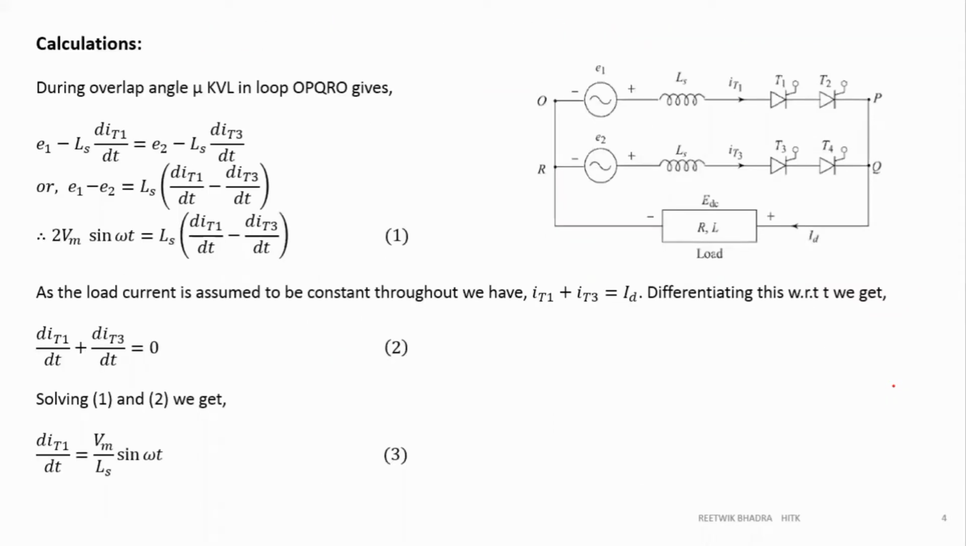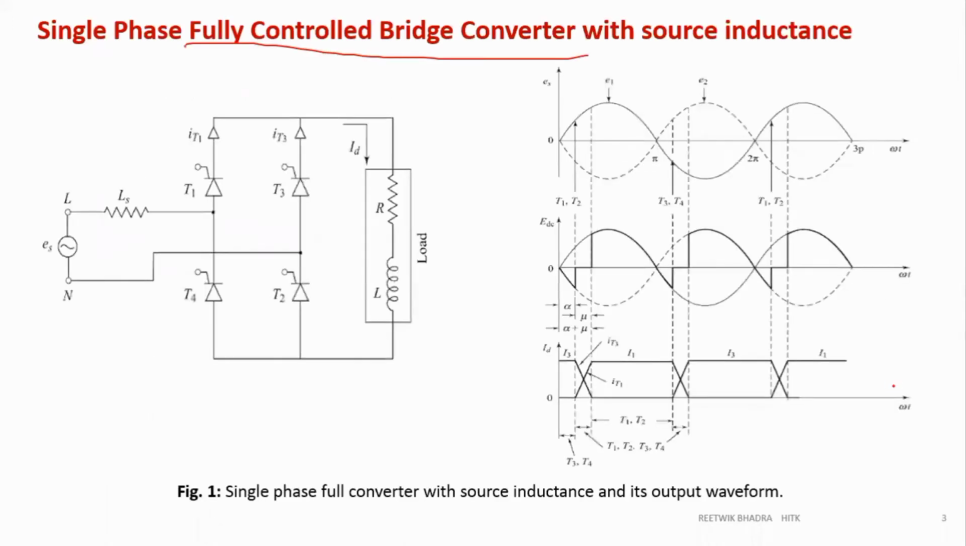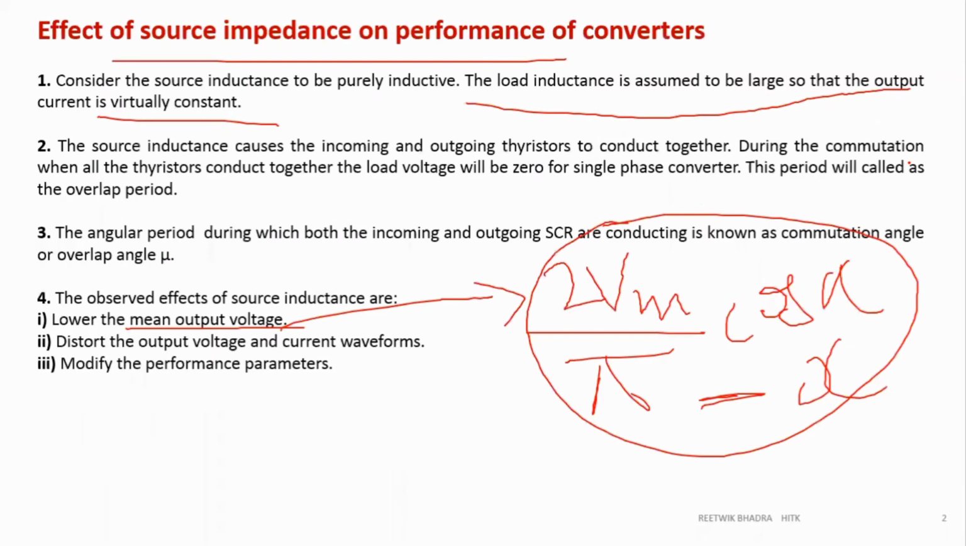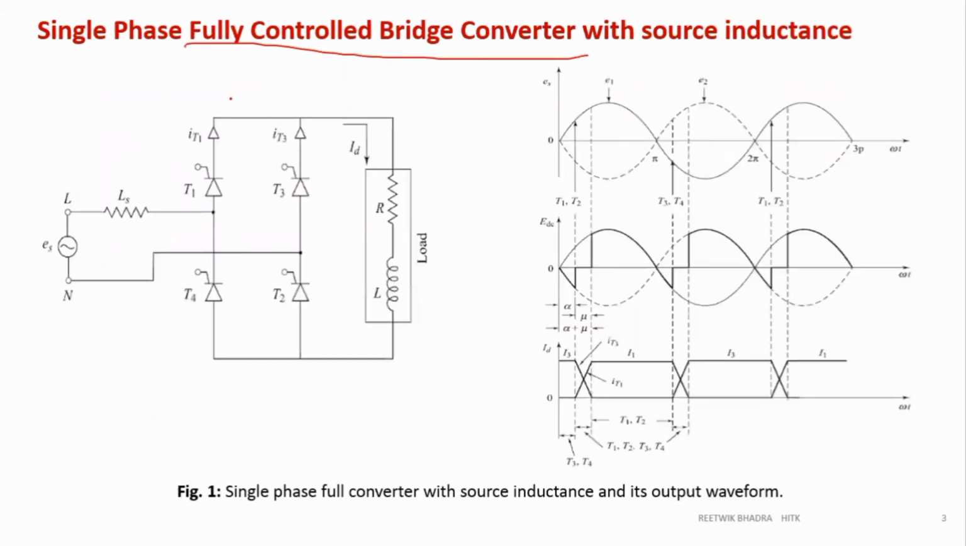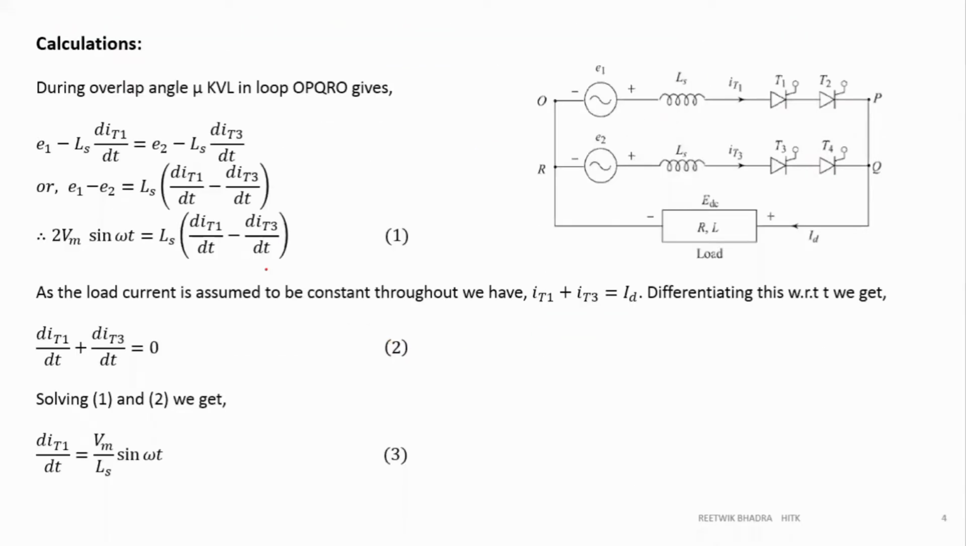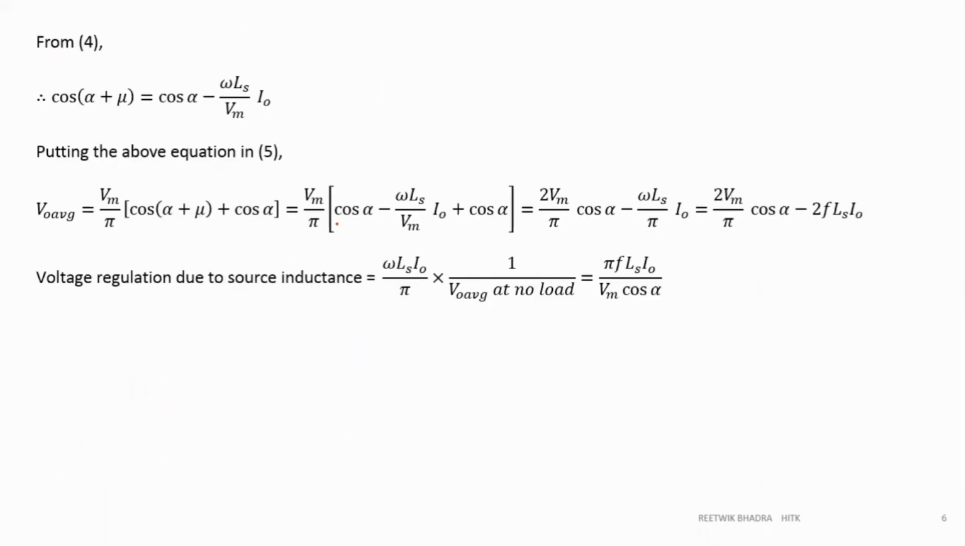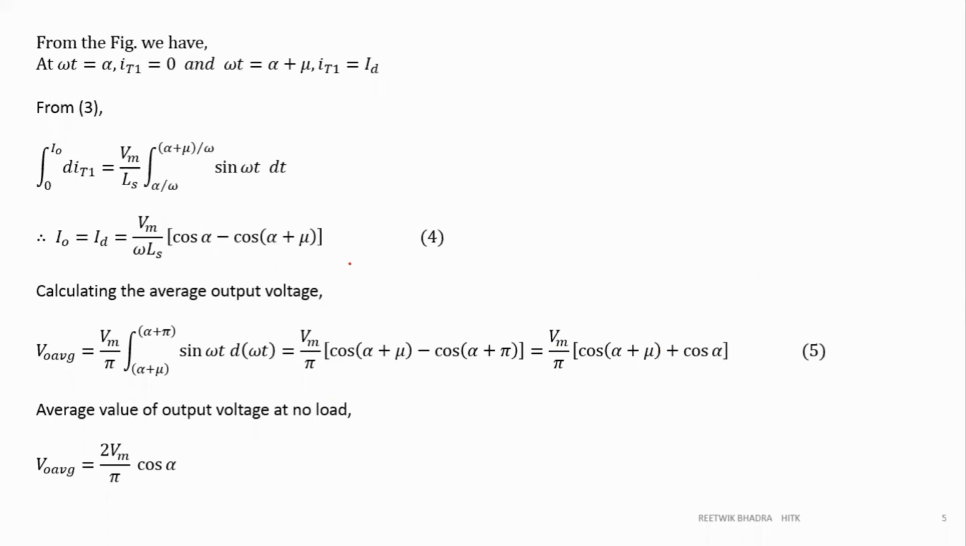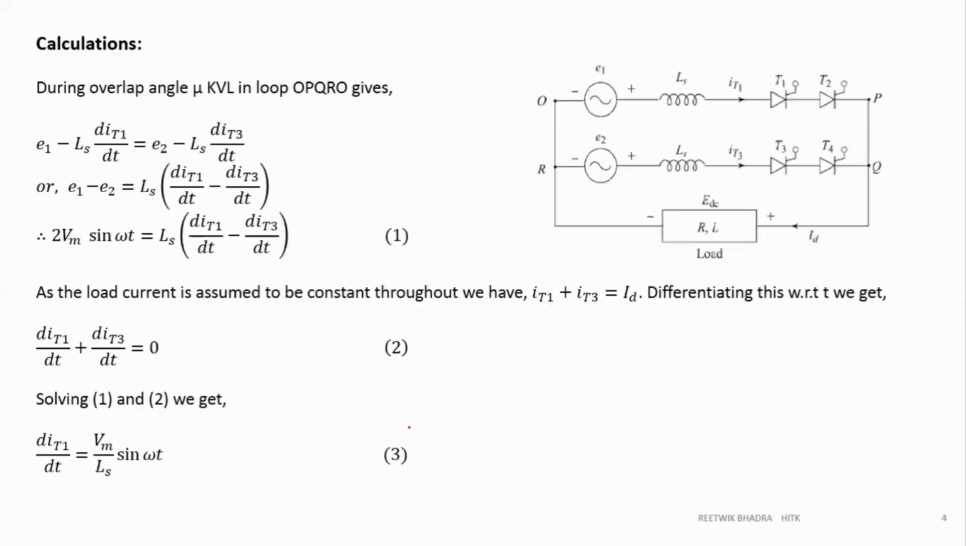So in your exam, how will your question come? I may tell you to explain the single phase fully controlled bridge rectifier with source inductance, showing that the output voltage is reduced. Or if I ask you to explain the fully controlled bridge converter with source inductance, then you have to draw this and do this solving. Up to this you have to show your solving. All these things you have to do. So please be very careful with how the calculations are done.